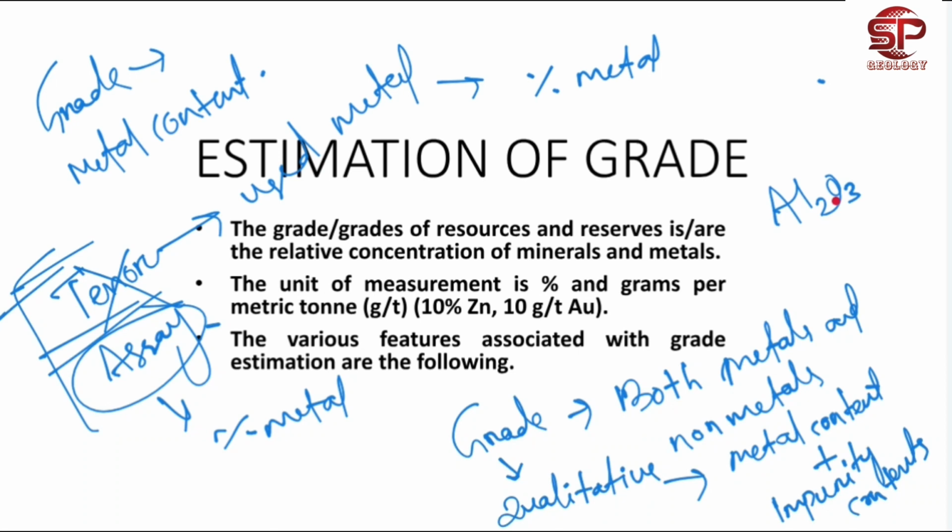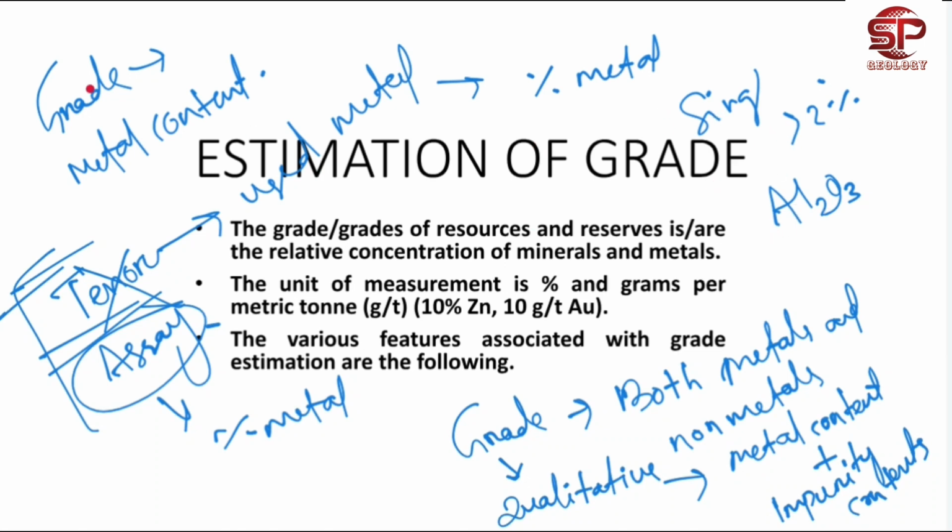So when a buyer goes to the mine to buy some ore, he asks what is the alumina content. So if in this Singhbhum iron ore the alumina content is greater than 2%, accordingly blast furnaces are designed to bear that effect.